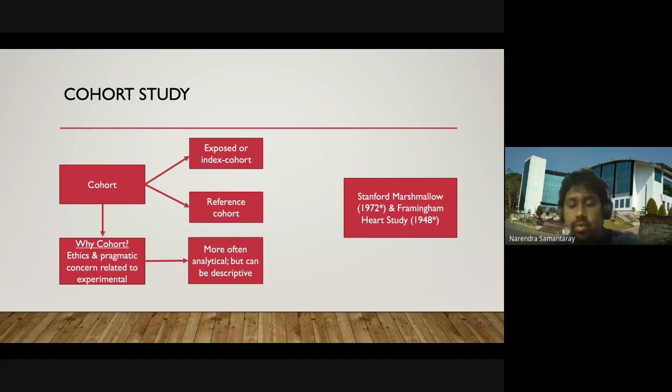What are a few famous examples of cohort studies? One study is the Stanford marshmallow study. I'm so obsessed with this study that I find a way to quote it in many of my lectures. And what happened in the Stanford marshmallow experiment? You must be aware of the study.